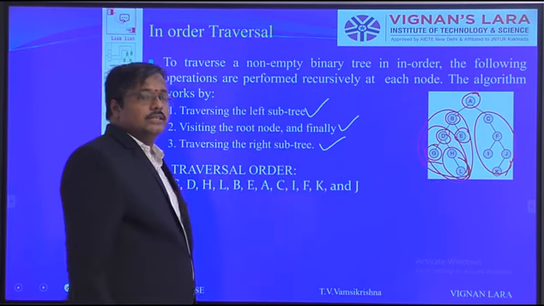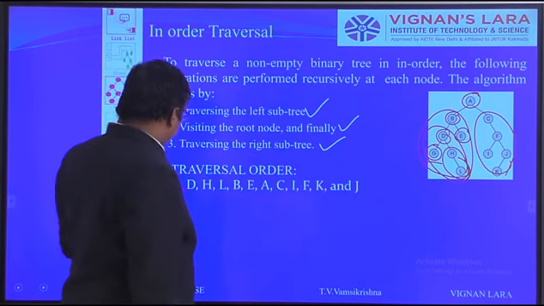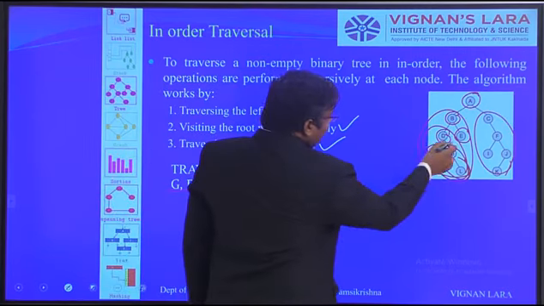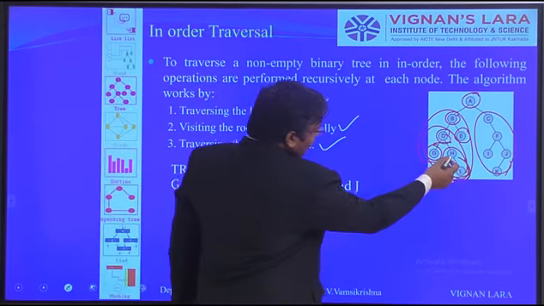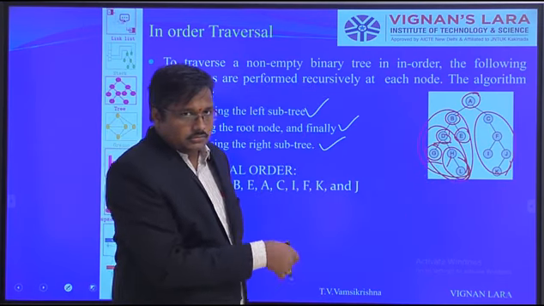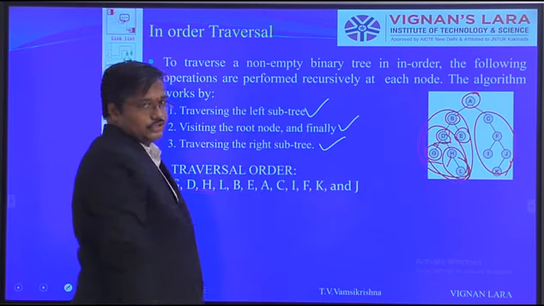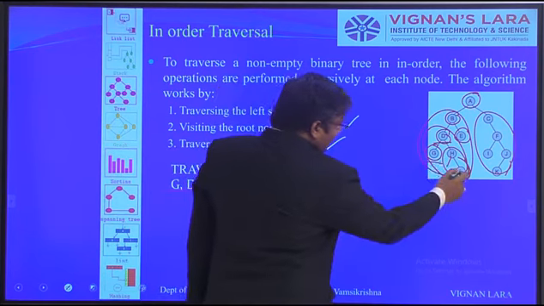First we are visiting G, followed by D. Why? Because D is the root node. Followed by, again, the left subtree. Here the left subtree is not there. Then the root, which is nothing but H.